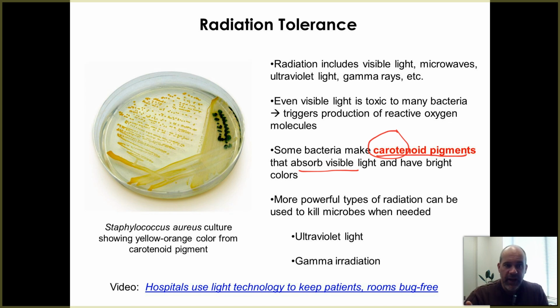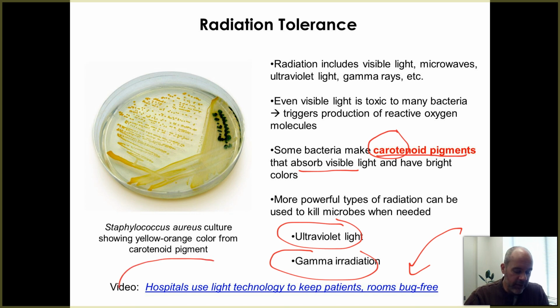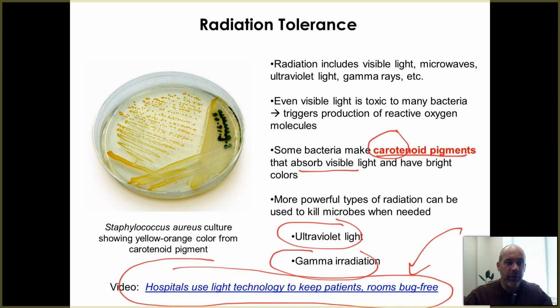More powerful types of radiation can be used to control microbes, things like ultraviolet light and gamma irradiation. And we'll talk about those when we get into Chapter 9. There's a link here to a video you might want to take a look at. So many microbes can't handle visible light very well that there are hospitals that are investigating the use of light technology to control the levels of microbes in hospital rooms. So like exposing, after a surgery or something, exposing the room to super bright visible light, because many microbes can't tolerate that.